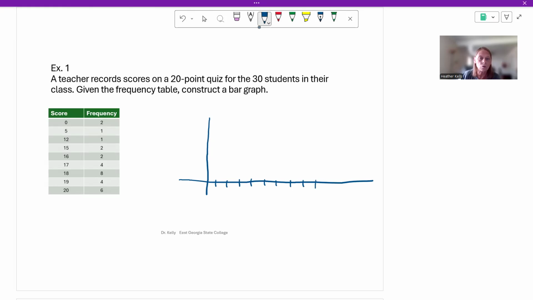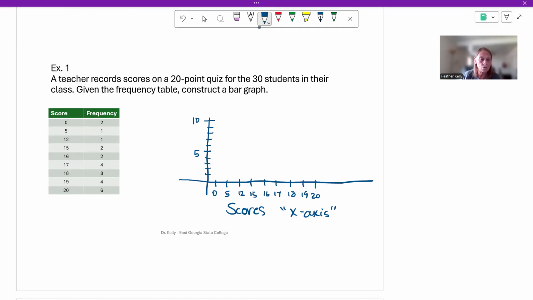9 categories across. We have 0, 5, 12, 15, 16, 17, 18, 19, and 20. So that is the scores. This is basically the x-axis. Okay, and then we'll do the frequencies here, and it looks like the maximum goes up to 8. So let's call this 10. We'll call this 5, and we'll do 1, 2, 3, 4, 6, 7, 8, 9.